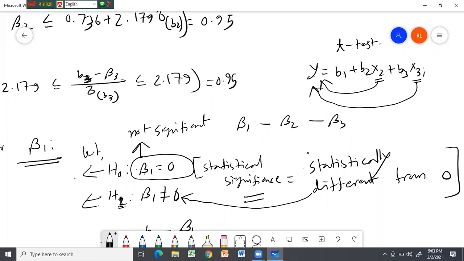But when we are dealing with the F test, we are actually going to assess whether X2 and X3 simultaneously or together have any impact on the dependent variable Y or not.